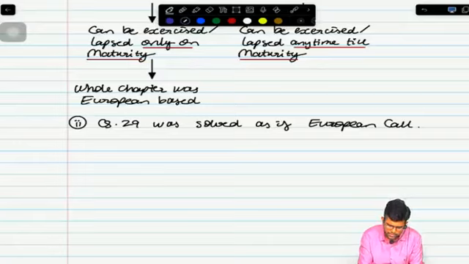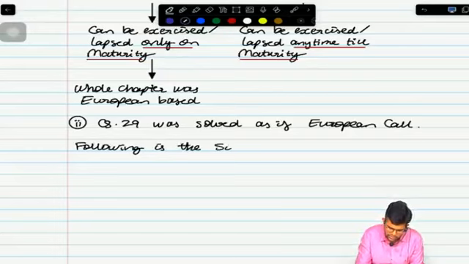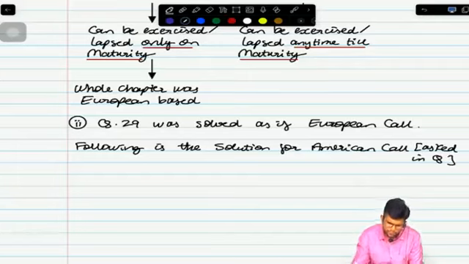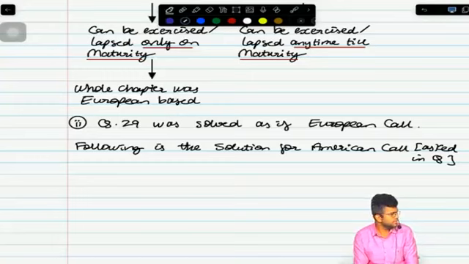Next line. Following is the solution for American call, bracket, asked in question. Following is the solution for American call asked in question.